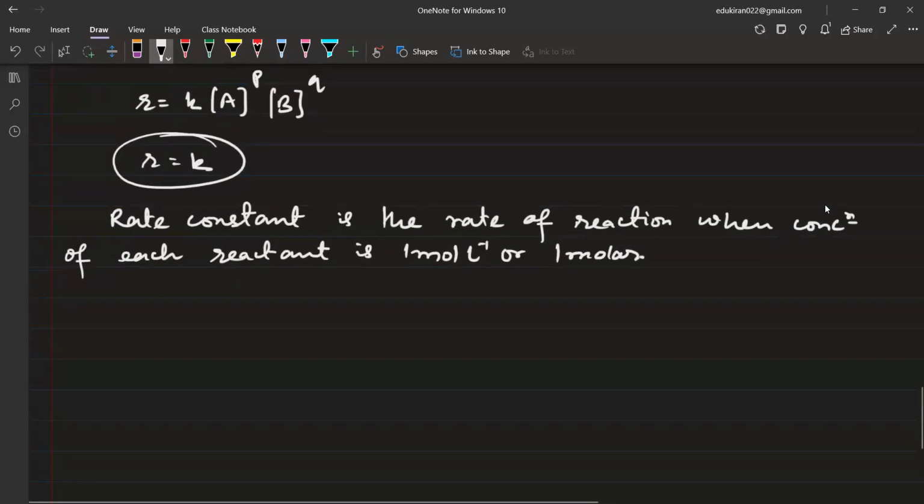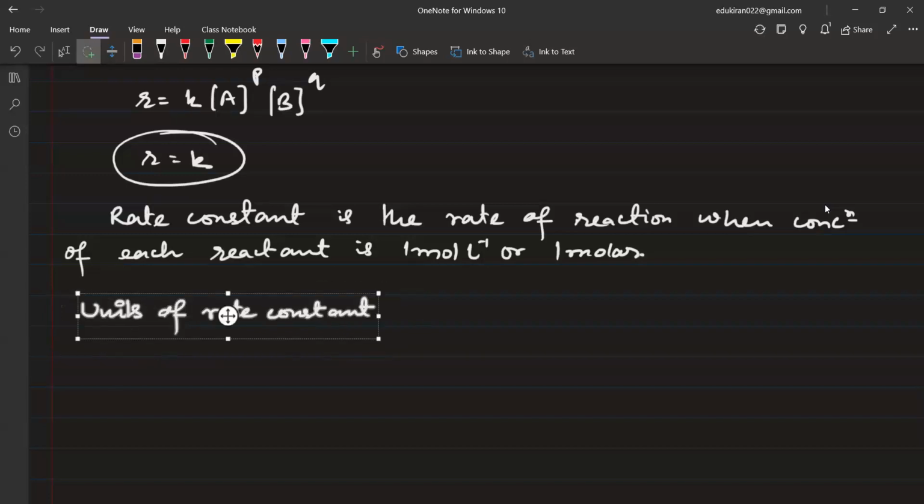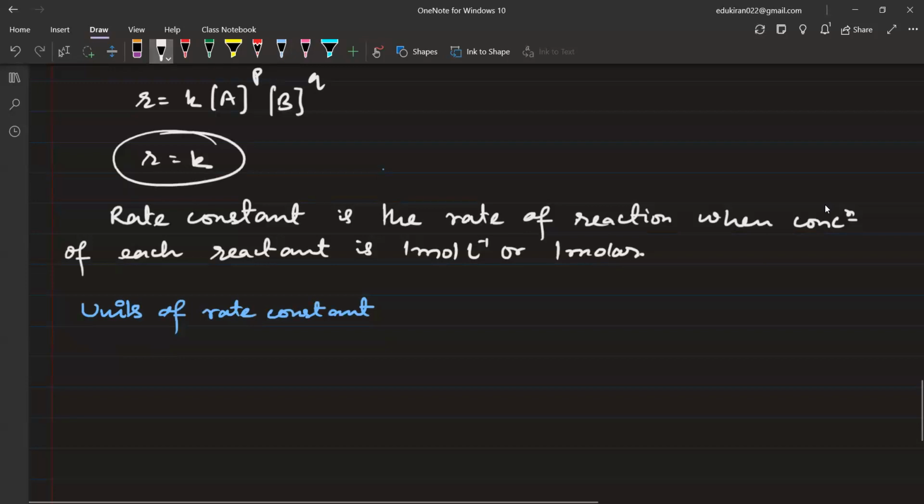Now please see here, units of rate constant. The units of rate constant will depend on the order of reaction. First of all, please see here. I am going to write the order.